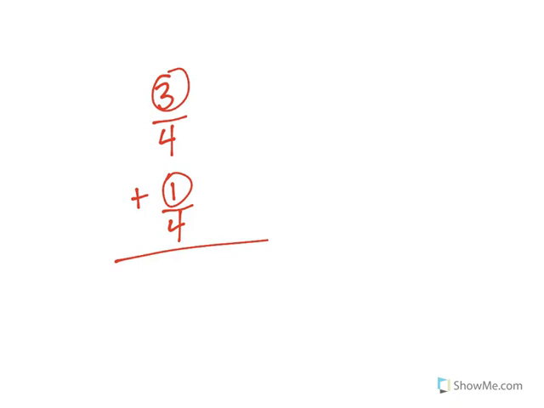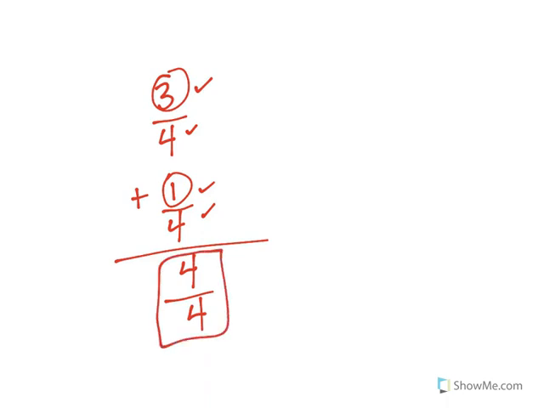Go ahead. I'm going to circle the numerator. What's 3 plus 1? 4. So 3 plus 1, I added those. What happens to my denominator? It still stays the same. Very good. Denominator stays the same. So my denominator is going to be 4.